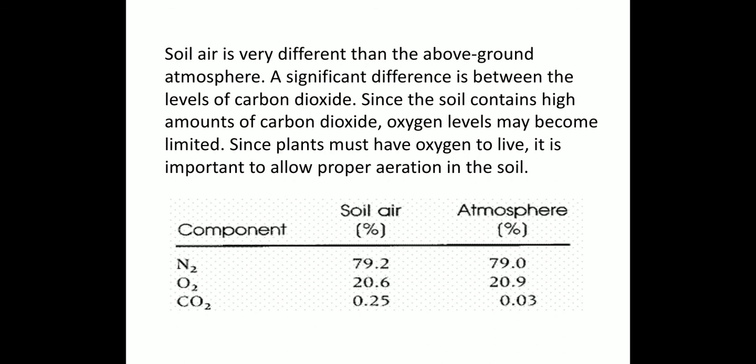In this block diagram, you can see N2 is 79.2% in soil air and 79% in the atmosphere, O2 is 20.6% in soil air and approximately 20.9% in the atmosphere, and CO2 in soil air is 0.25%, and in the atmosphere it is 0.03%.